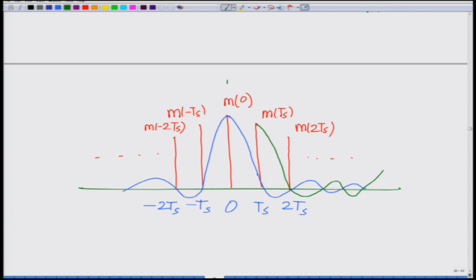This is an important property of the zeros of this, which is scaled by m of Ts; the zeros are going to be at 2 Ts, 0 and so on. And then you are taking another sinc, shifting it to minus Ts, and the zeros of this are going to be at, well, minus Ts, and so on.